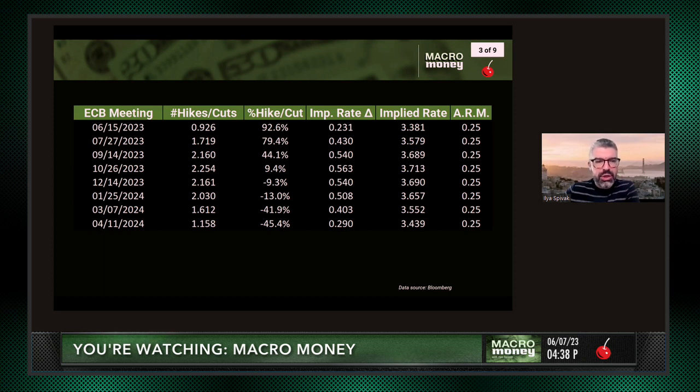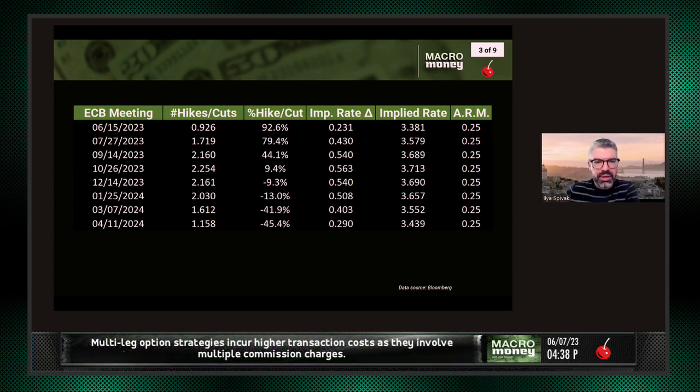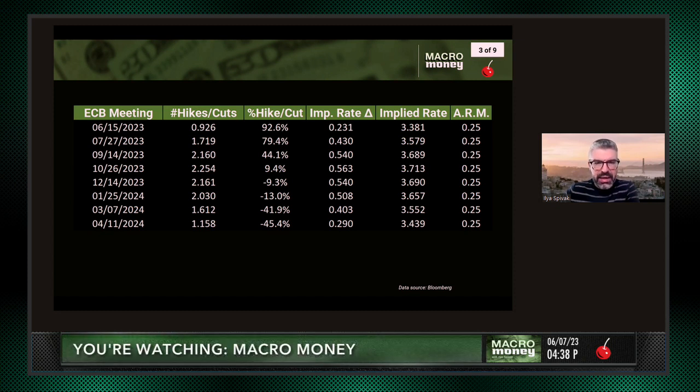By the time you get to July, notice the number hikes cuts column has 1.72 in it. What that means is that one hike is already there at that point, and there is a 72% probability of a further hike. So you can see in the implied rate delta column now 0.43. So 43 out of 50 basis points baked in by then.